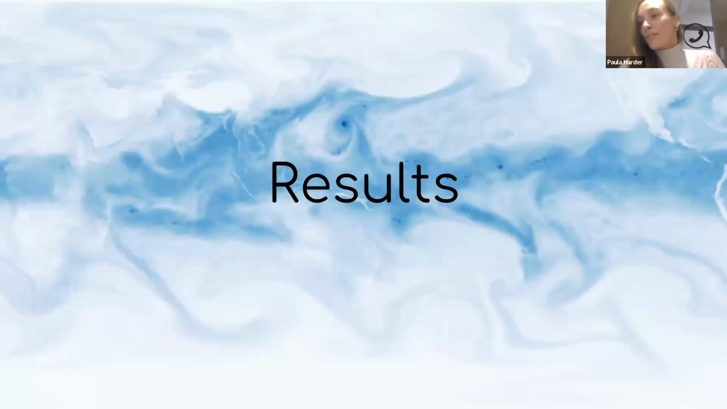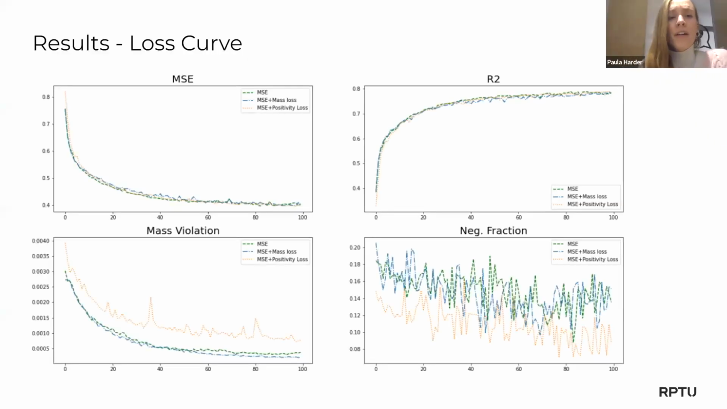So let's go through the results here, and let me have a look at the time. Okay, so here we see the loss curve for the soft constraints ones, that the MSE is not really impacted, nor is the R² value. But if we look at the mass violation, we can see that if we include the mass loss, it gets slightly smaller than without the mass loss, but it's not significant.